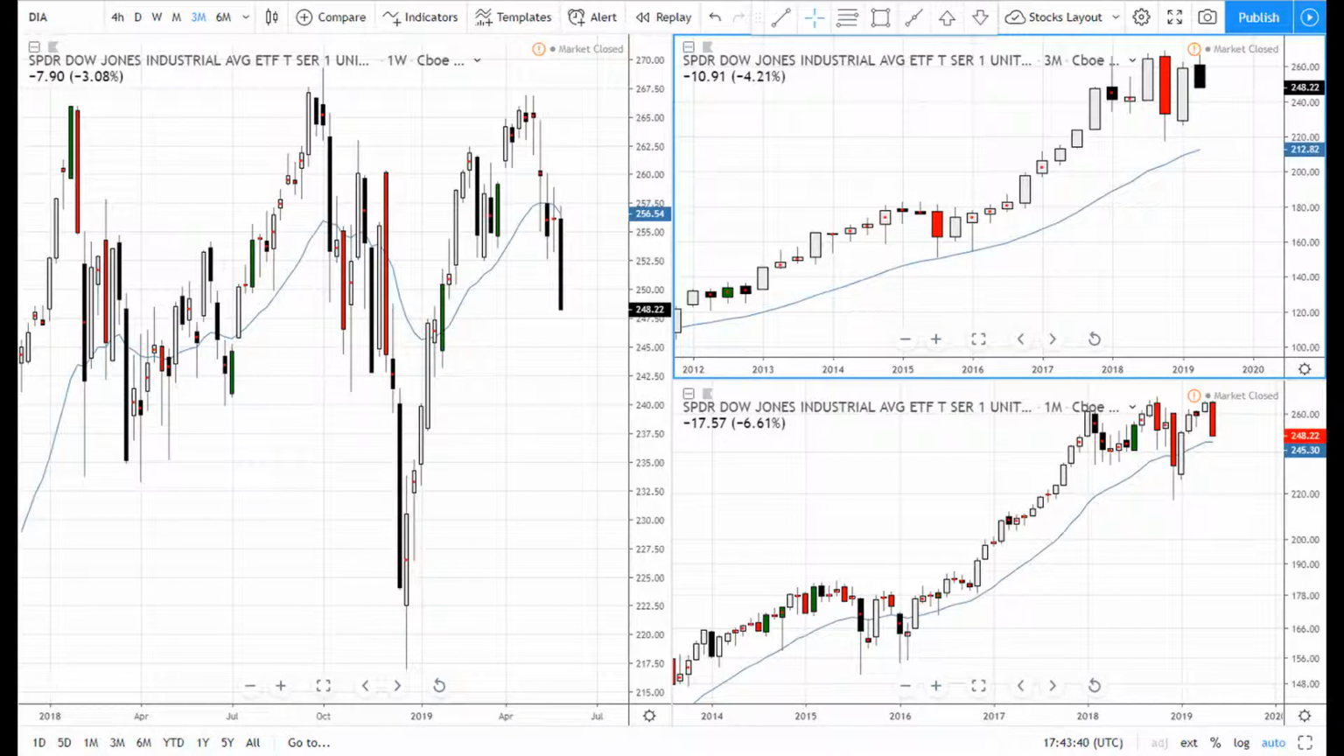Today we're going to take a look at the Dow Jones Industrial Average ETF on the Spider, DIA is the ticker symbol, and see where we can identify supply and demand zones and trade it for income.